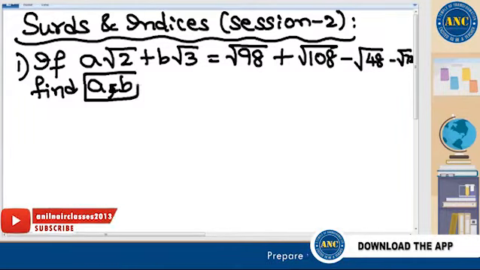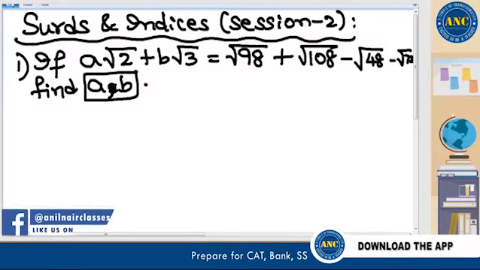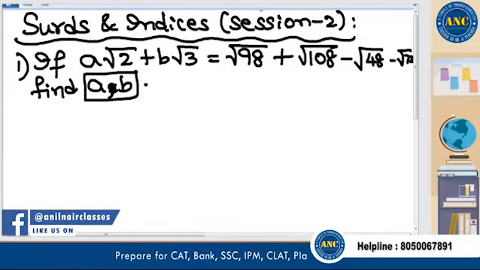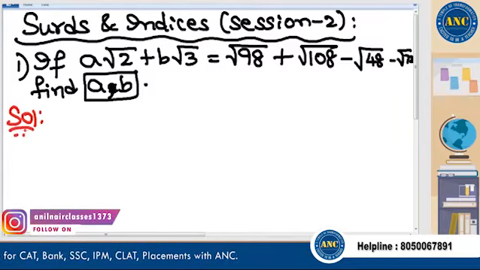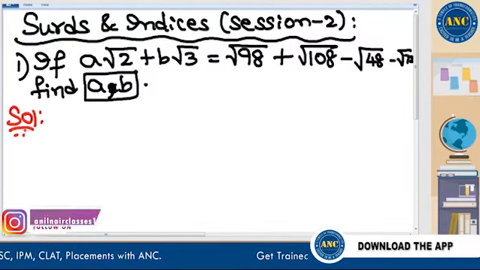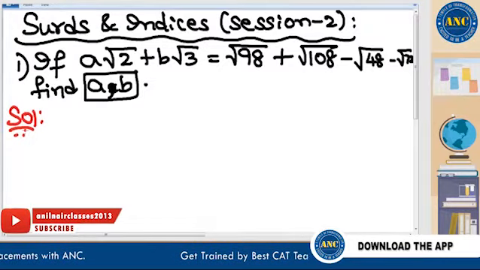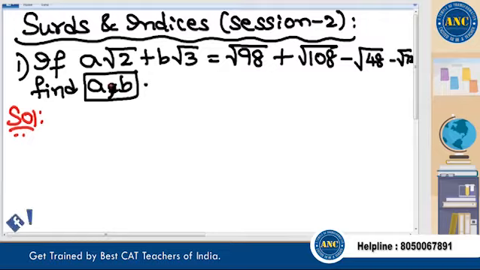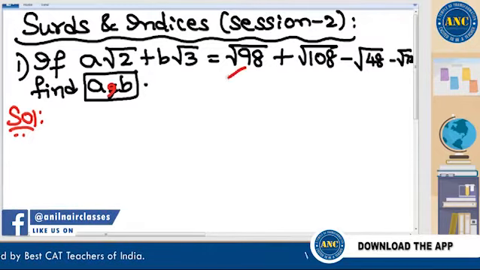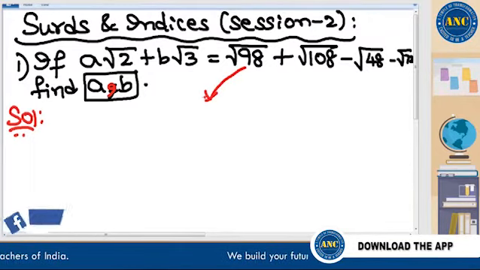Listen to this carefully. You need to find the values of a and b, given that a root 2 plus b root 3 is equal to the expression on the right hand side of the screen. It is the same logic I implemented in the morning class. In the morning we discussed varieties of questions similar to this.